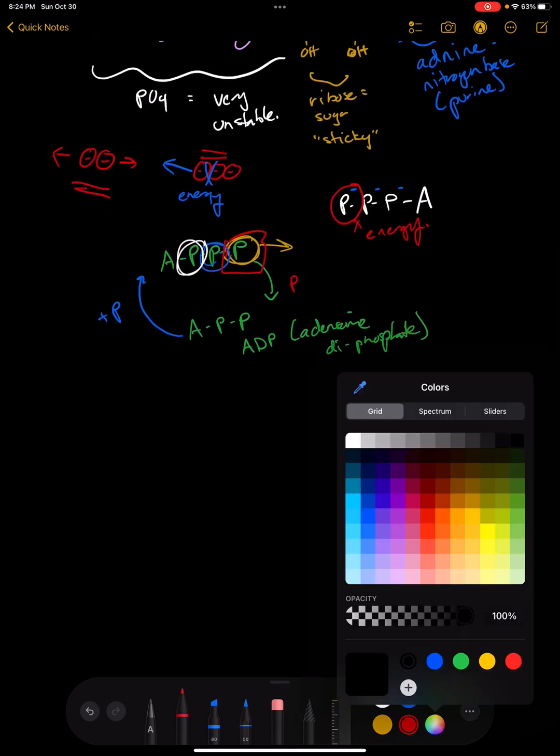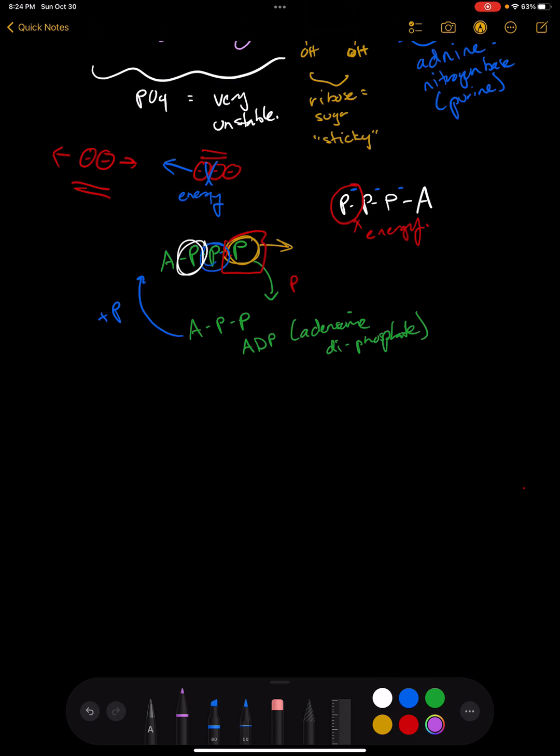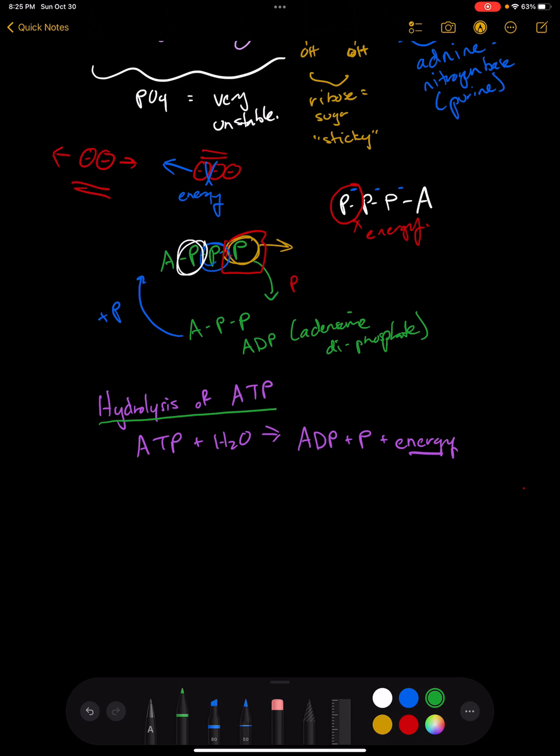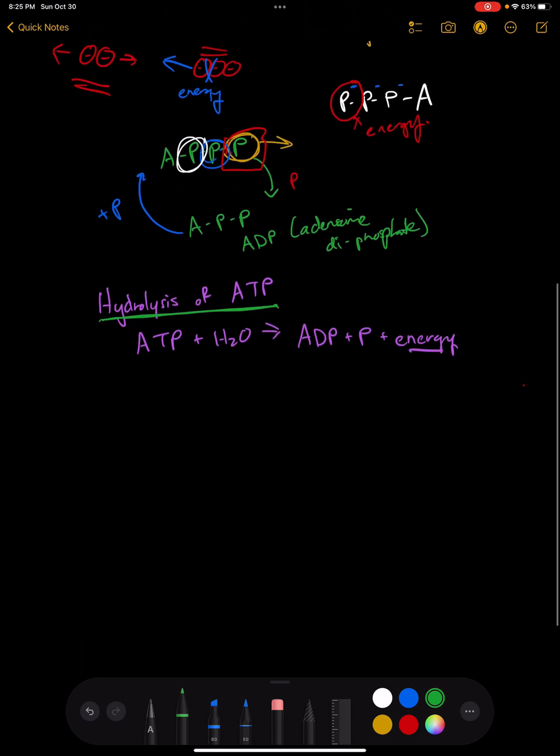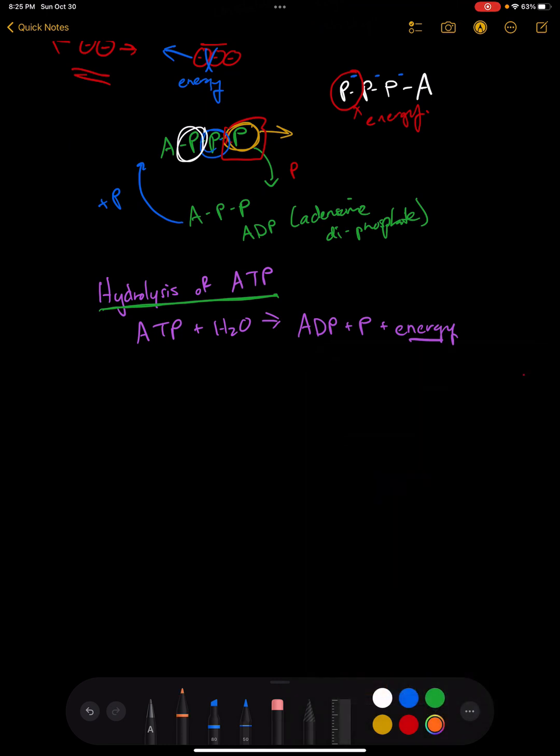Now, how do we make ATP? Well, ATP is facilitated by a chemical reaction. So I'm going to do the hydrolysis. So the hydrolysis of ATP, because I want to break off that phosphate. So here's my ATP, and then we know hydrolysis, hydro is water, lysis is a break. So I'm going to use water, and then I'll get ADP plus P plus my energy. And so that's going to be the chemical reaction for how I get the energy out of ATP, is the hydrolysis of them.